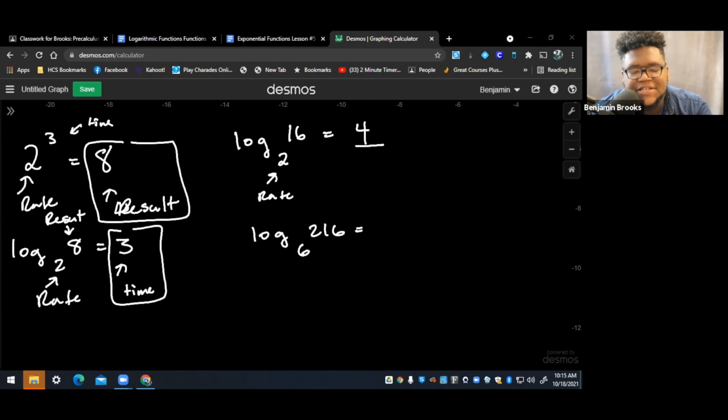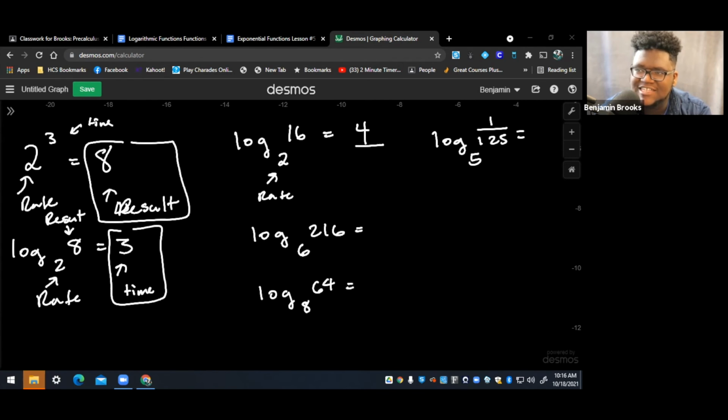Log base 6 of 216 equals what? And no, I'm not going to give you any hints, but don't shout it out loud. I want you to write this down on your paper, in your notes, and think about how you would solve this one. All right, so let's start with this first one. We got log base 6 of 216. What is the rate here? So how many times do you multiply 6 times itself to get 216? 3 times. Everybody see that?